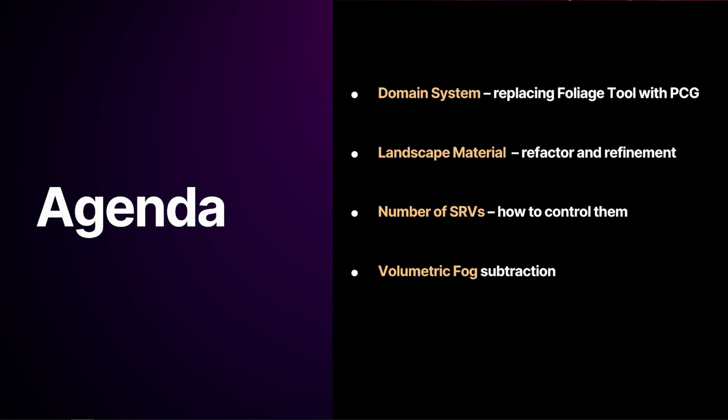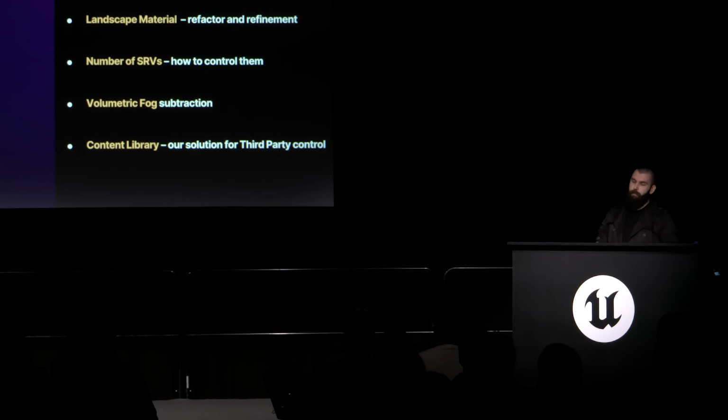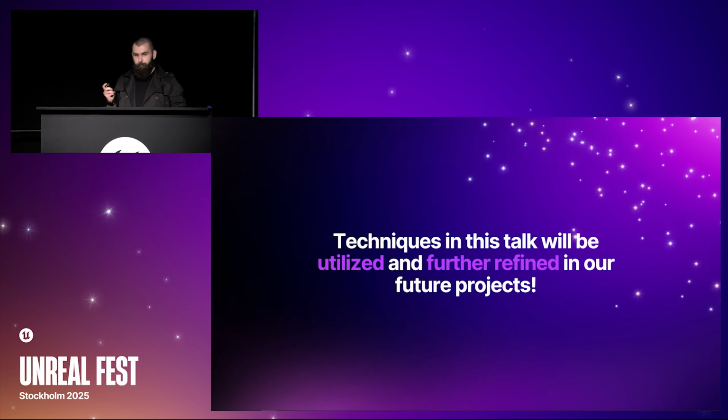Next one, we'll talk about the volumetric fog subtraction system, which I'm pretty excited to tell you more about. And the last but not least will be a content library system, our own custom solution to control and manage the third-party assets creep in your own production projects.